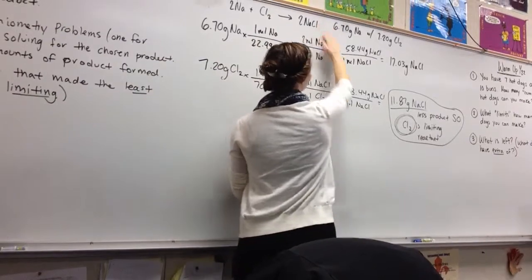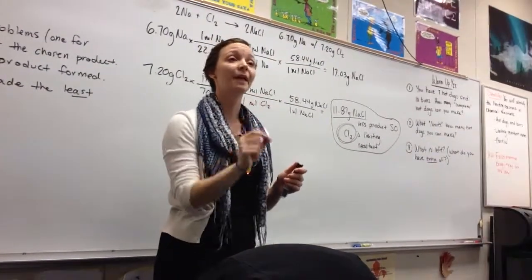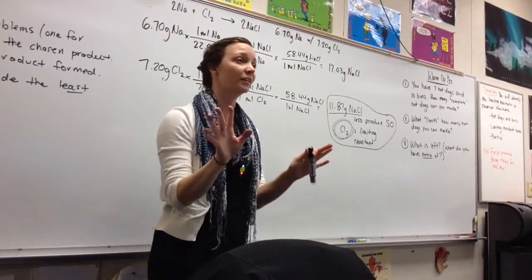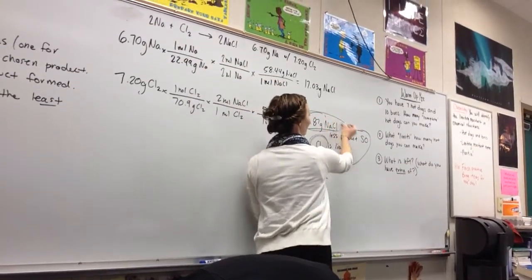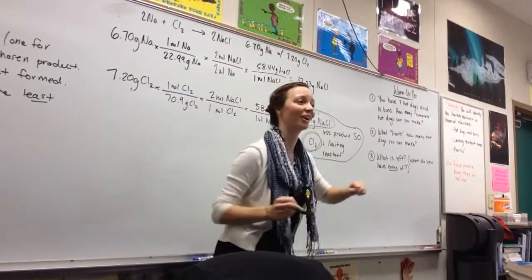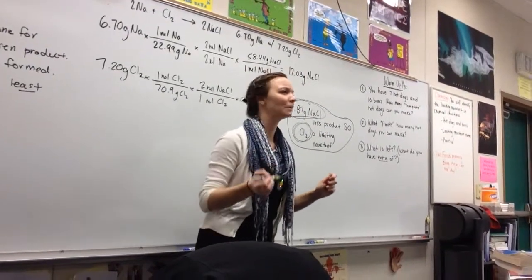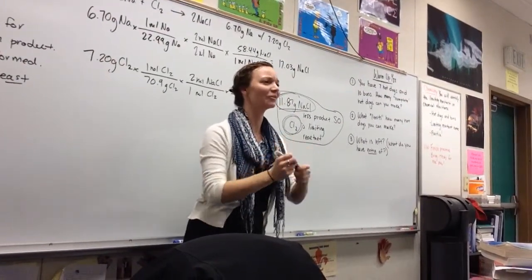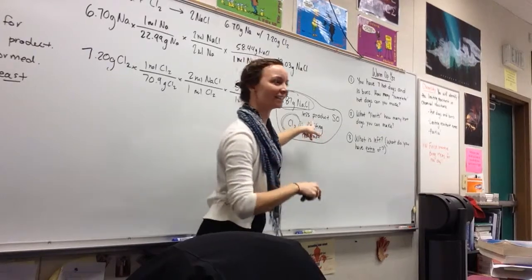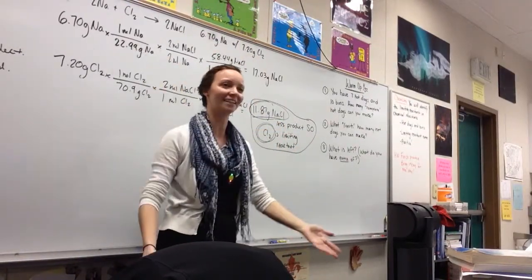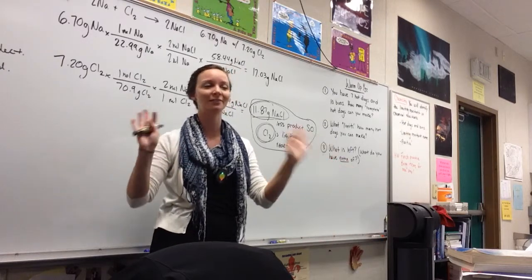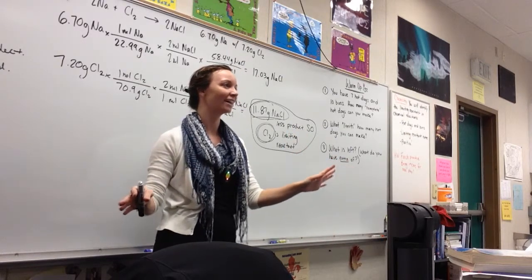Okay? So guys, really quick, a big mistake that people make every year with this is they say, okay, less product was made, so this one is the limiting reactant. And they're like, NaCl, that's the limiting reactant. That's a product. Thank you. Okay, what was the problem with that statement? NaCl is a product. It can't be the limiting reactant. It's not a reactant. Okay, so pay attention to that. People make that mistake every year. Okay?